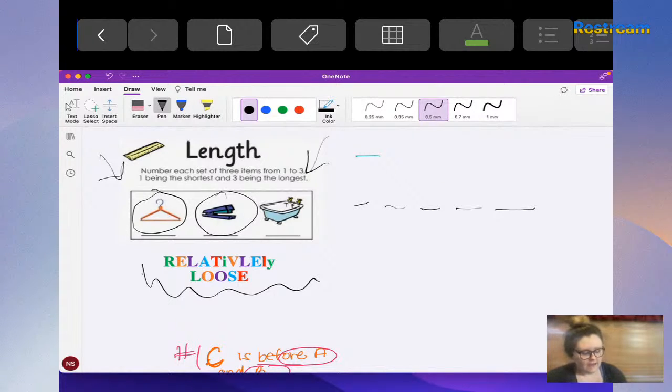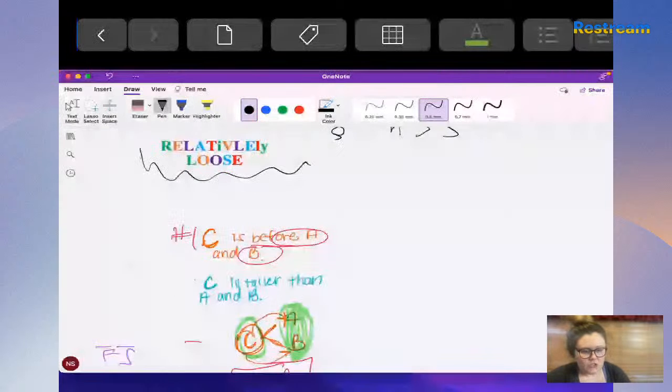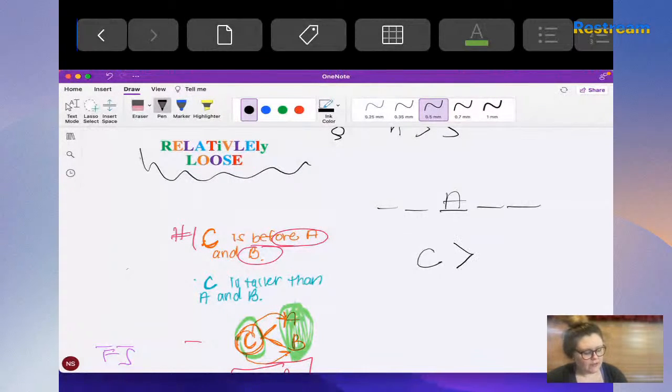What this rule might look like is, the hanger is longer than the stapler. So that might also look like, oh, the hanger is going to come first. And that's just relative, right? We're not putting it into a specific spot. That's just very loose ordering. And so what these rule statements will often look like is C is before A and B. So instead of putting C in third, this time all we know is that C relative to A and B, C is going to come first.